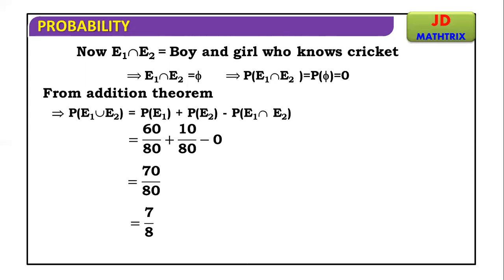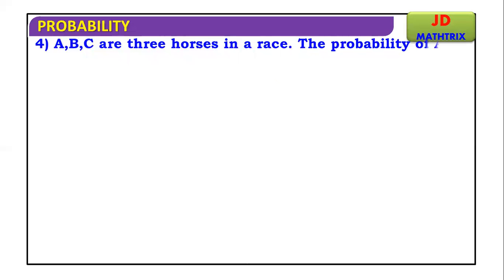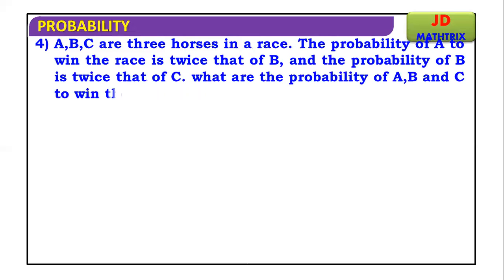Next, coming to the next problem. A, B, C are 3 horses in a race. The probability of A to win the race is twice that of B, and the probability of B is twice that of C. What are the probabilities of A, B, and C to win the race? So it is a very, very important problem from the IPE point of view. It may be given for 4 marks or 7 marks. Very, very important problem.